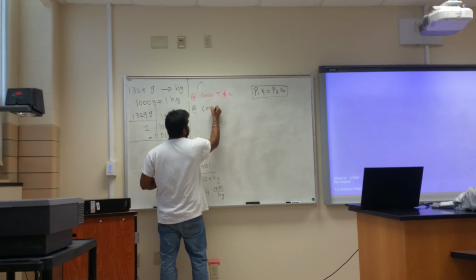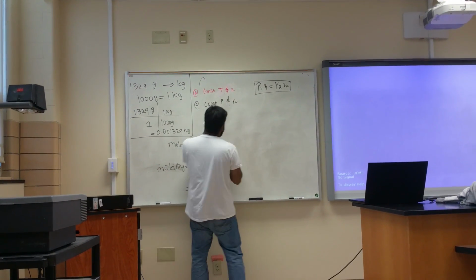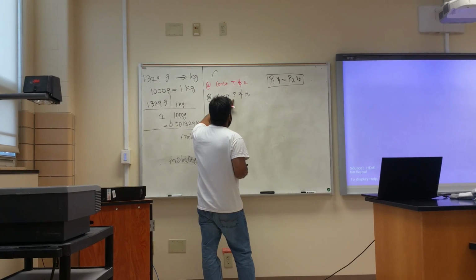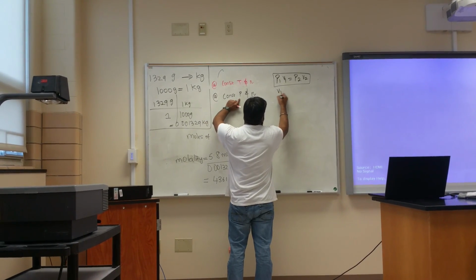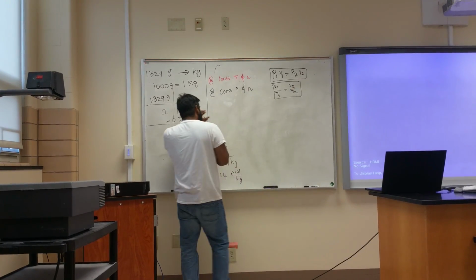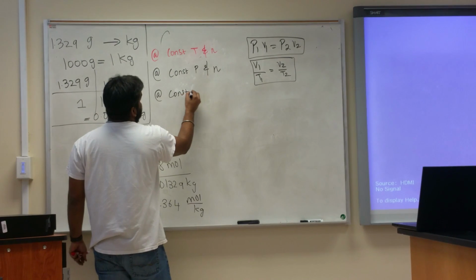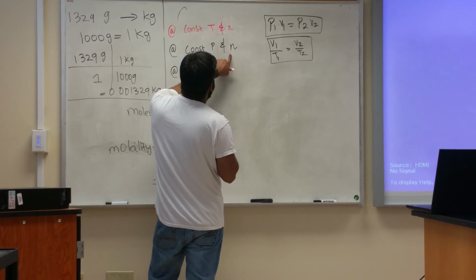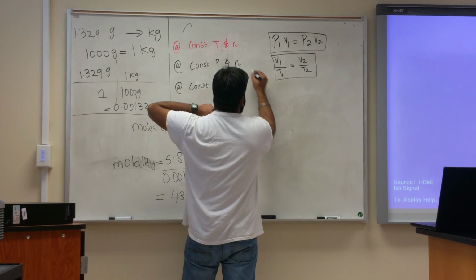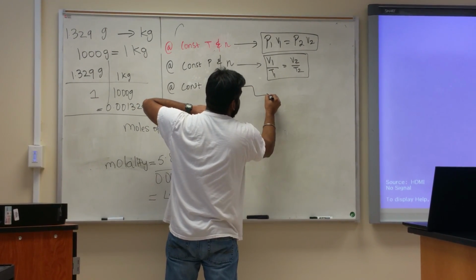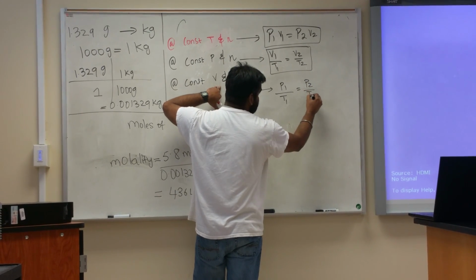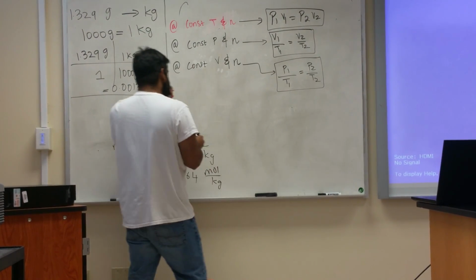At constant pressure, you can also use this for your homework because it makes your life easy. V1 over T1 equals V2 over T2. Now you have to make sure that you convert temperature to Kelvin. And at constant volume, that would be P1 over T1 equals P2 over T2. You do not have to memorize. These equations will be on the first page of the test.